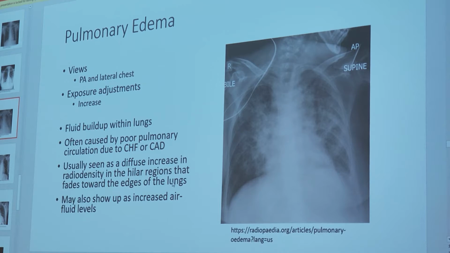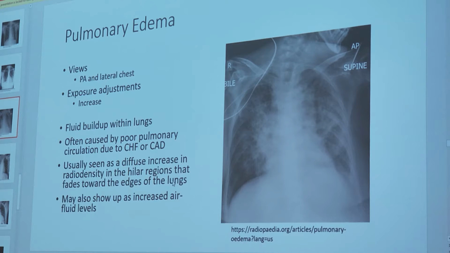So, one of the big things to pay attention to when you're going through these pathologies is, does the pathology deal with fluid or does the pathology deal with air? Right? Because a lot of times it's either going to be fluid buildup or air buildup that is our pathology.